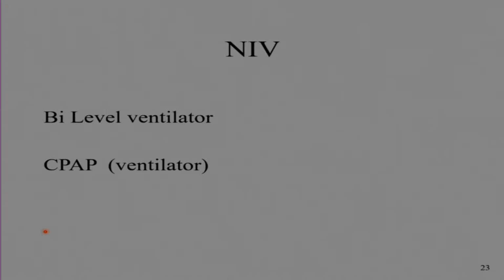For the next few slides, I just want to say a few words about the ventilators. If you look at non-invasive ventilators, there are 2 types. One is a bi-level ventilator, with a different pressure or volume in inspiration and expiration. And the second one, you may or may not call a ventilator, is a CPAP machine. Continuous positive airway pressure is a continuous pressure.